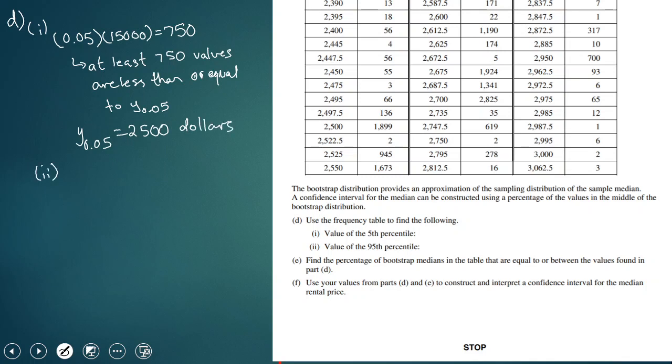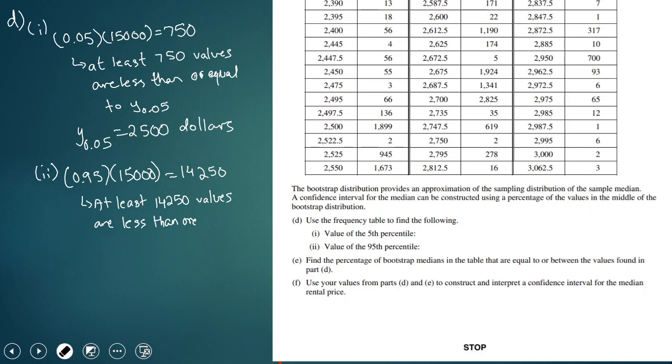Similarly, for part 2, we want to find it for the 95th percentile, so I go 0.95 times 15,000, and I get 14,250. So at least 14,250 values are less than or equal to, I'll use the same naming convention, Y at 0.95. And so solving for this value.